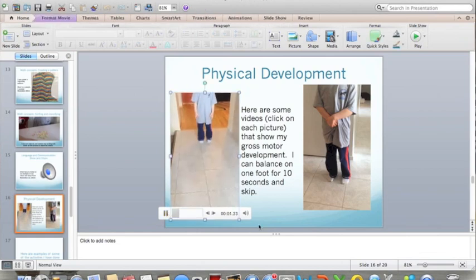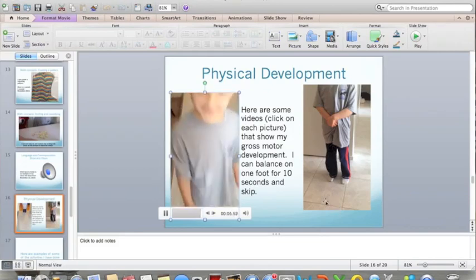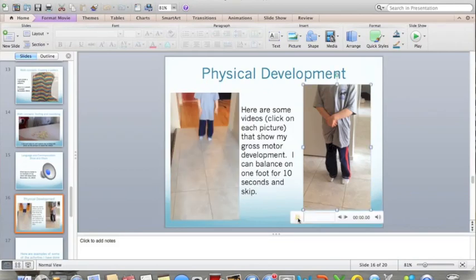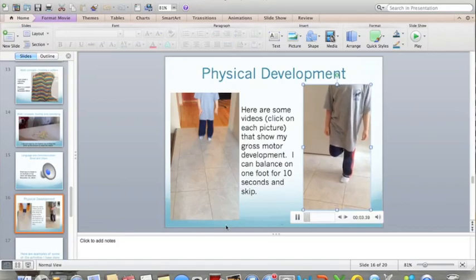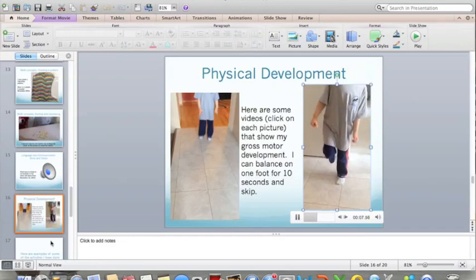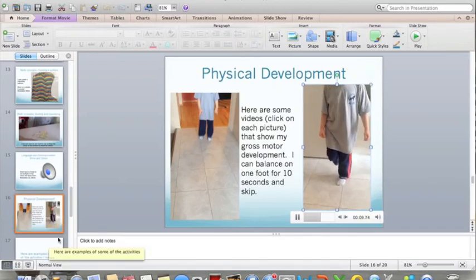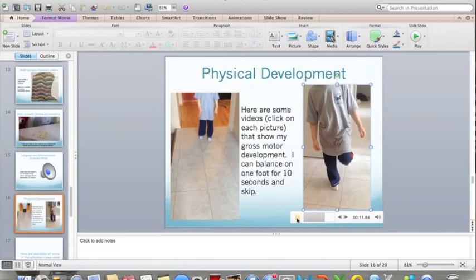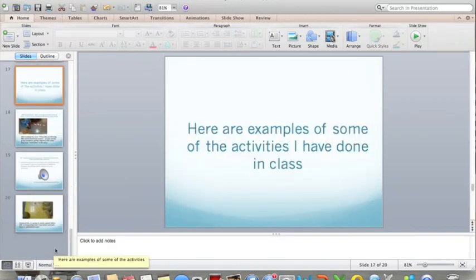Okay, can you skip towards me? Can you balance on 1 leg for 10 seconds? 1, 2, 3, 4, 5, 6, 7, 8, 9, 10. And on the other leg? 1, 2, 3.